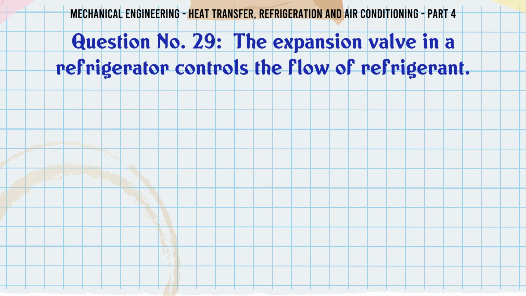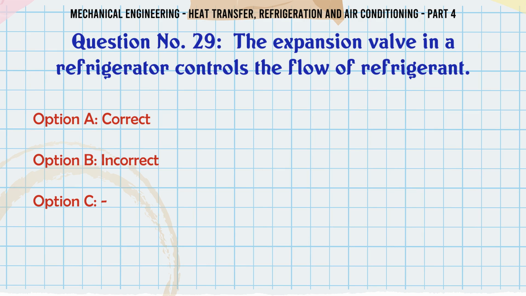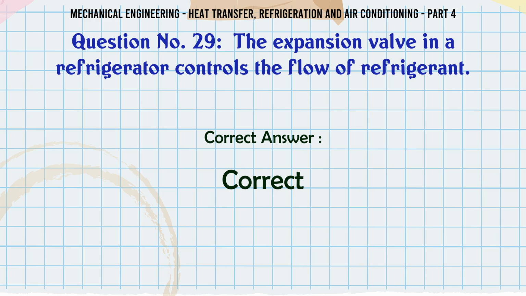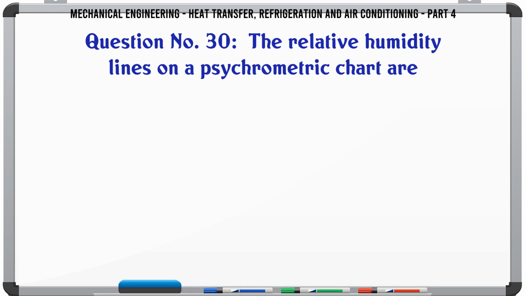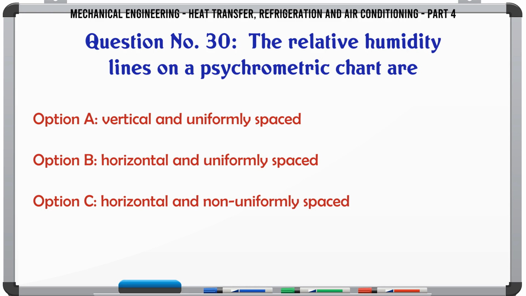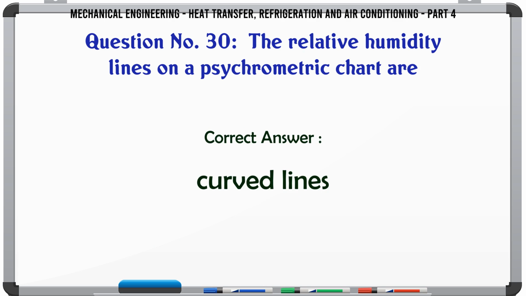The expansion valve in a refrigerator controls the flow of refrigerant. A. Correct. B. Incorrect. C. D. The correct answer is correct. The relative humidity lines on a psychrometric chart are A. Vertical and uniformly spaced. B. Horizontal and uniformly spaced. C. Horizontal and non-uniformly spaced. D. Curved lines. The correct answer is curved lines.